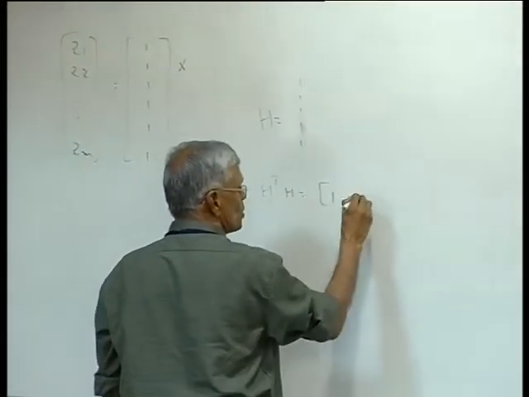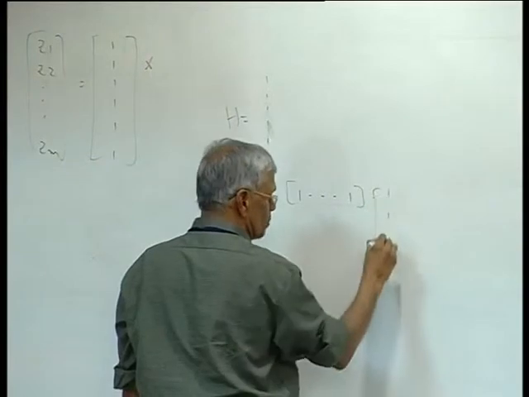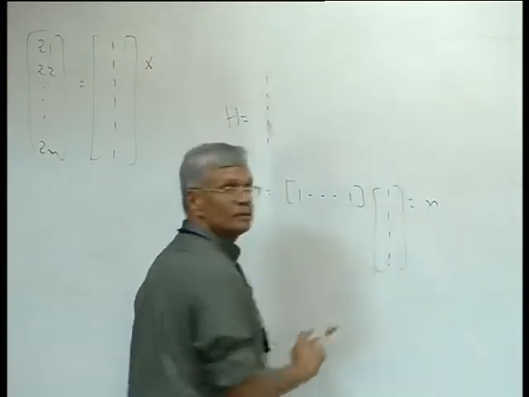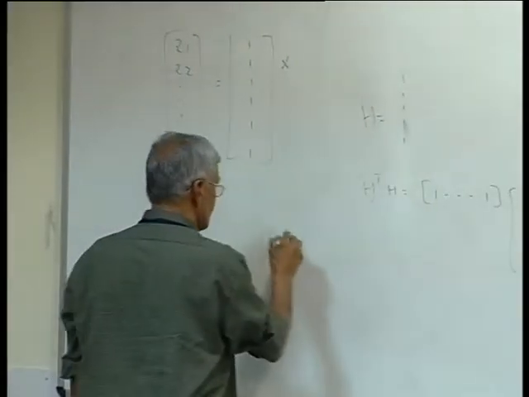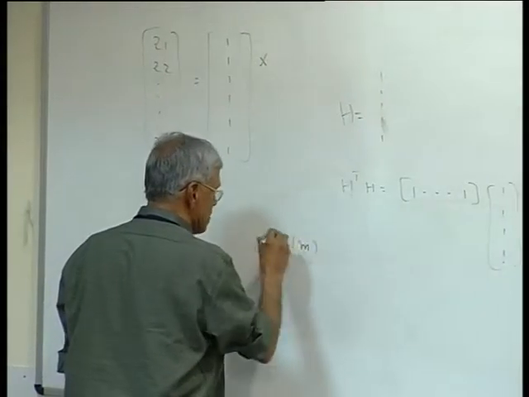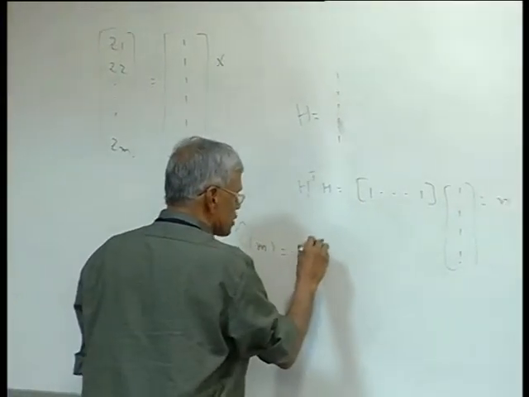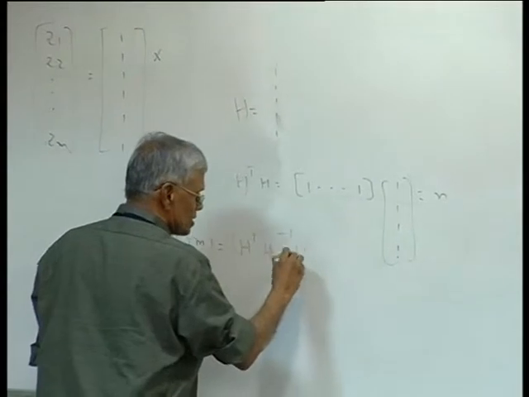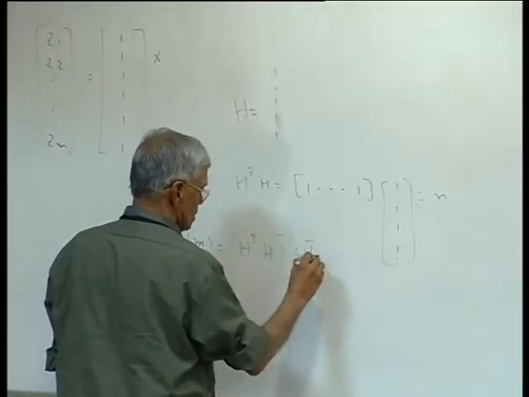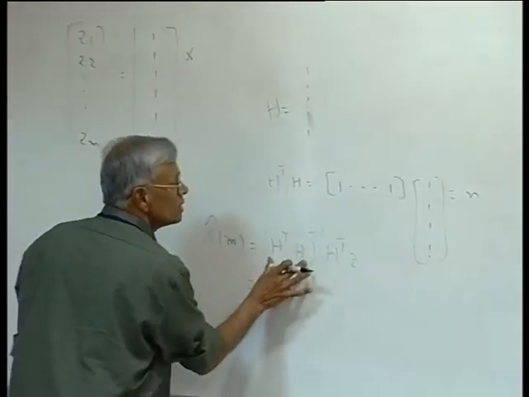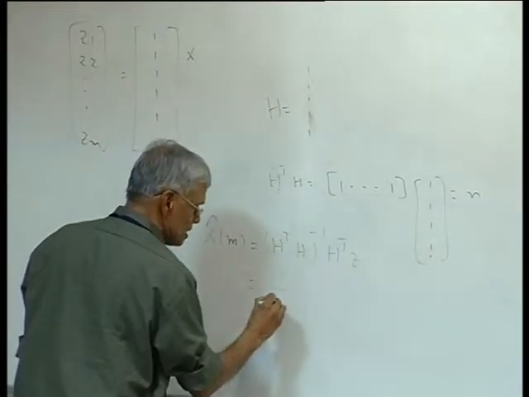Is equal to 1, 1, 1, 1, 1, 1, 1, 1, 1, 1, that's equal to m. Therefore, what is x hat of m? H transpose H inverse, H transpose z. What is this? This is n.